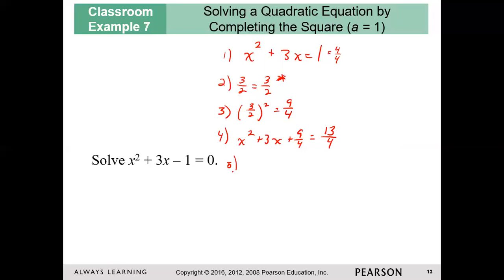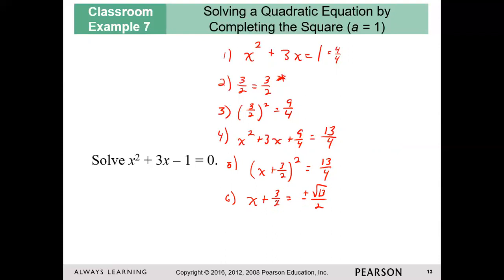Step 5, factor the perfect square trinomial. So this is going to be x plus 3 halves. Remember, we talked about how whatever this results in step 2, you're going to use it again, and there she is. And it's squared is equal to 13 fourths. Now we're going to take the square root of both sides. That's step 6, which is going to give you x plus 3 halves is equal to plus or minus square root of 13 over 2, because I just took the square root of top and bottom, so I was able to take the square root of the 4 pretty easily.